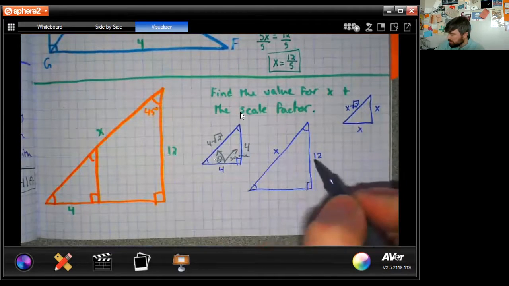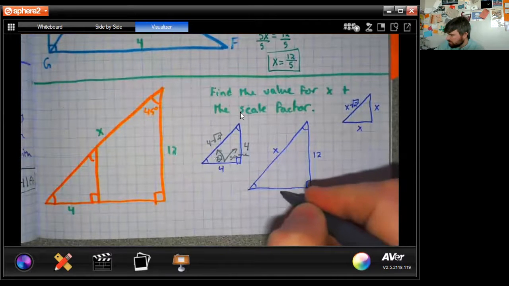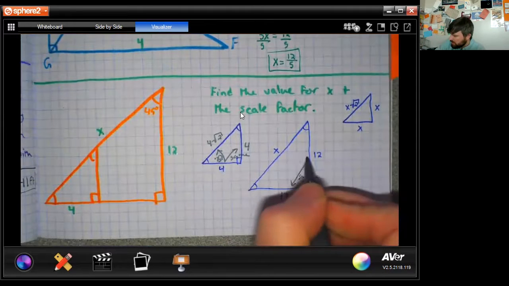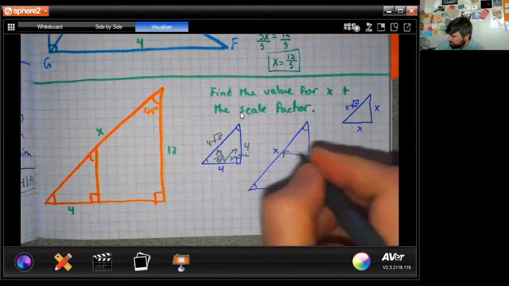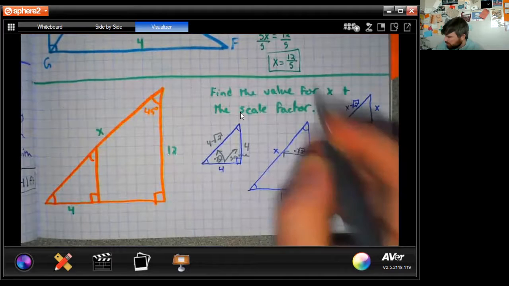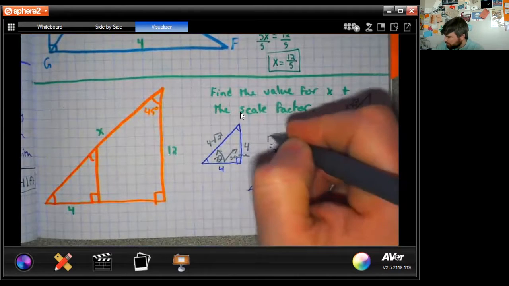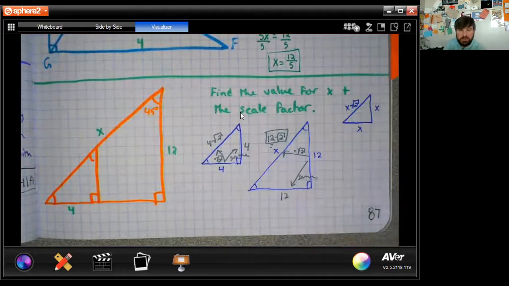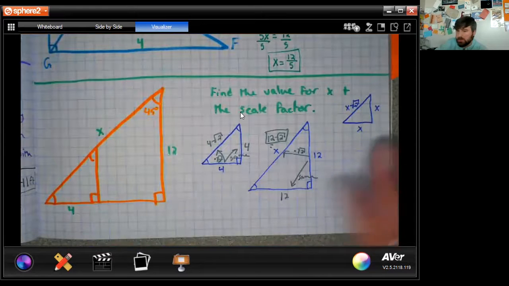Over here, this leg is 12, so this leg is 12. And when I go to X, the hypotenuse, I just multiply by radical 2. So X is actually 12 radical 2. Okay, I didn't have to set up ratios like in the one before because I know this formula triangle.